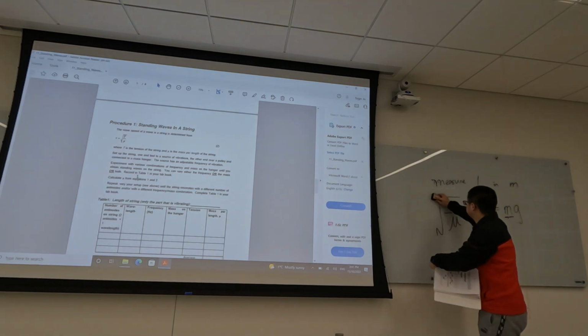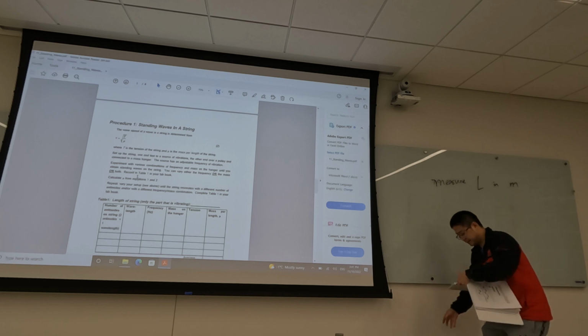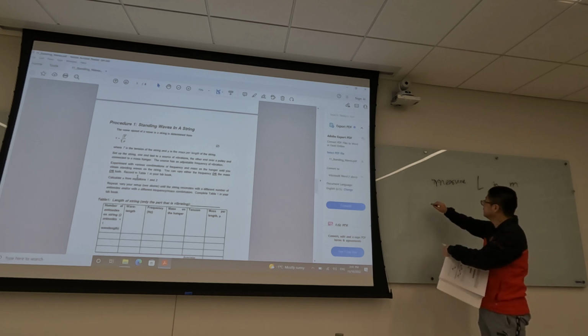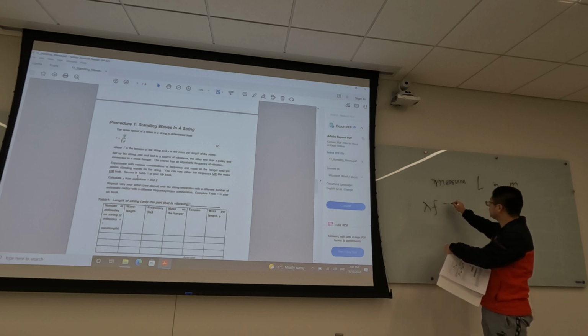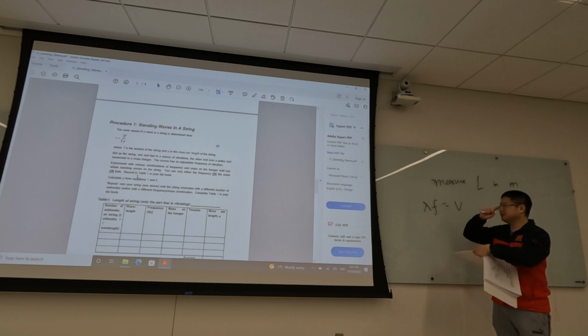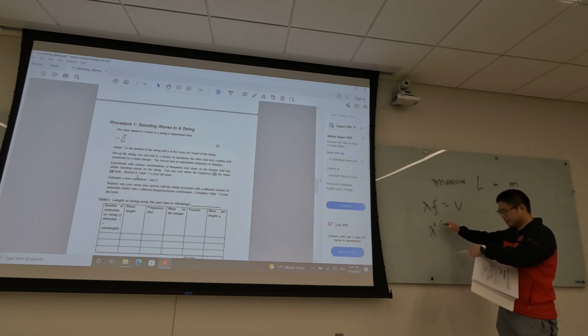So you need to use two equations. The first equation is lambda f equals v. Now you are familiar with this equation. We square both sides, so you have lambda squared and f squared.